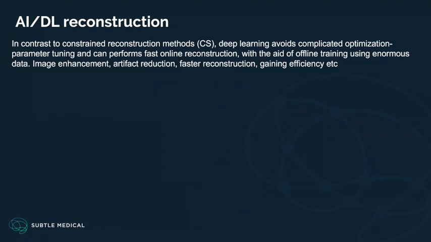Lastly, I would like to talk about the deep learning reconstructions, which have caught the eye of the community. In contrast to the constrained reconstruction methods like compressed sensing, deep learning avoids this complicated optimization parameter tuning by using enormous data to train these neural networks. In recent years, deep learning reconstructions have been shown for various applications in MR, for example, in image enhancement, artifact reduction, improving the speed of the reconstruction, and also gaining efficiency.